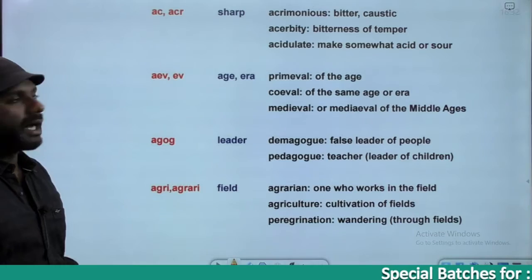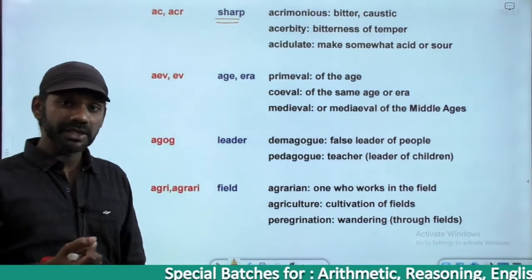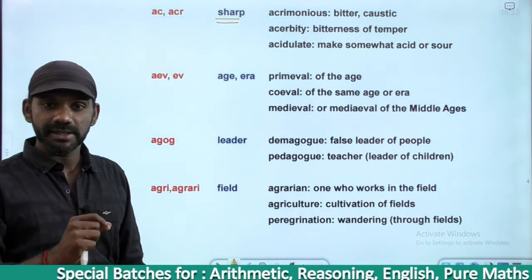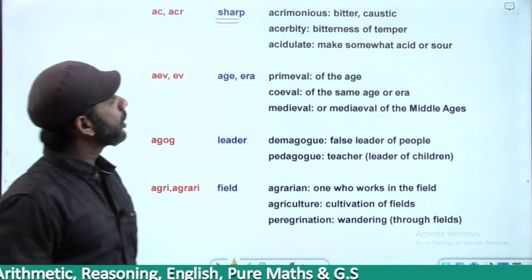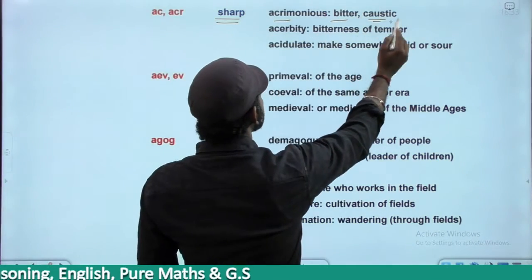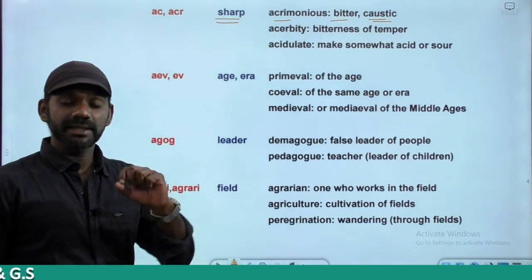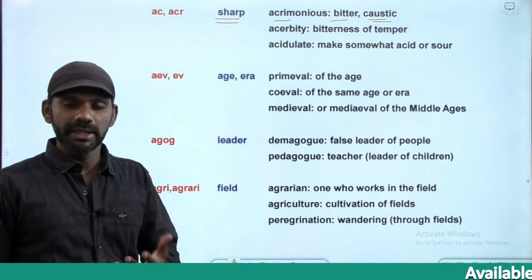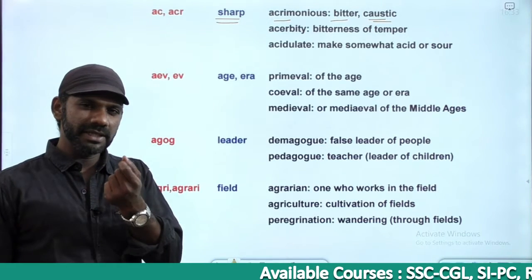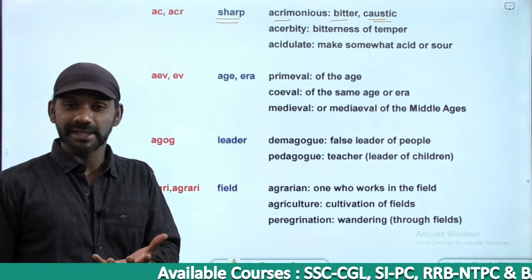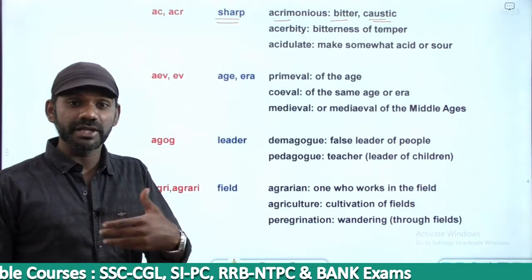AC and ACR mean sharp. Sharp in the sense not of a knife being sharp, but something that pinpoints, something that hurts others. Acrimonious is bitter or caustic. Bitter, caustic means like a very sharp smell, something beyond a limit of control, beyond a limit of toleration. When we taste lemon, we have some kind of expression on our face, right? Because it is bitter in taste. Caustic, like more than our toleration point.